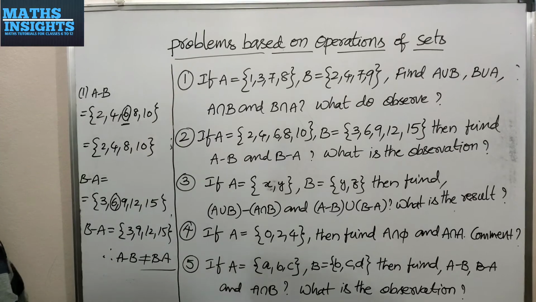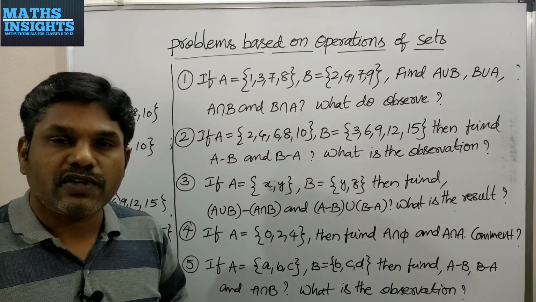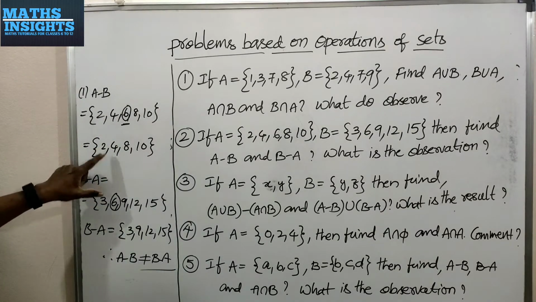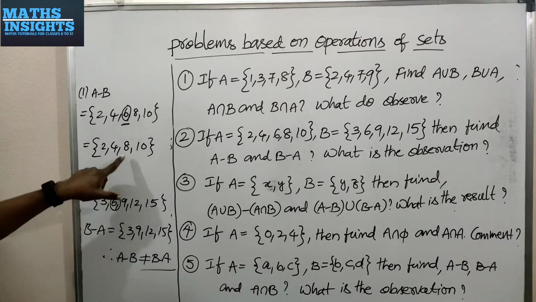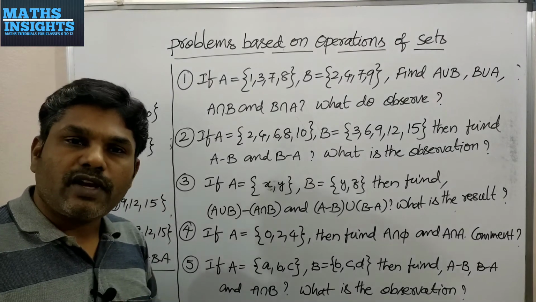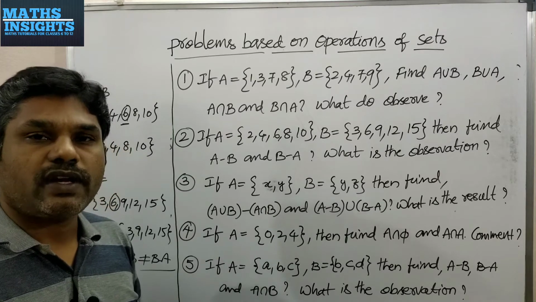Very important. And they are disjoint sets, that means they do not have any common elements. If you observe, 2 is not here, 4 is not here, 8 is not here, 10 is also not there. Therefore A minus B is not equal to B minus A.